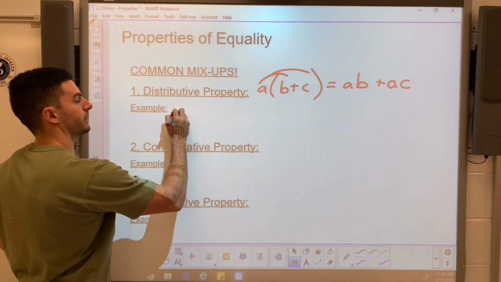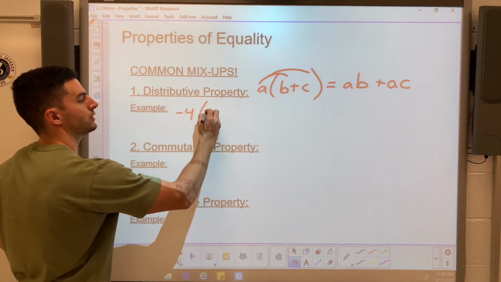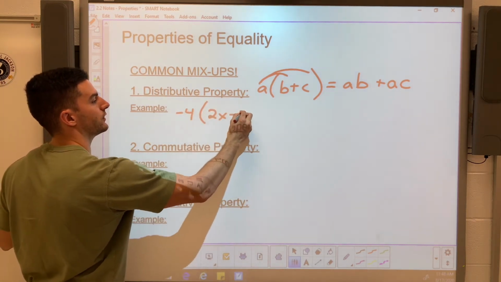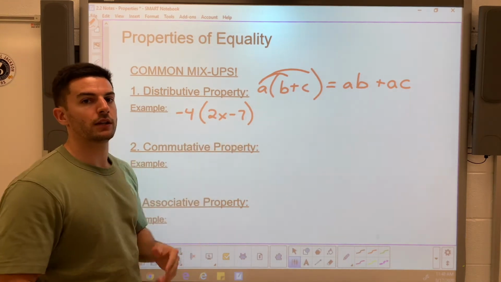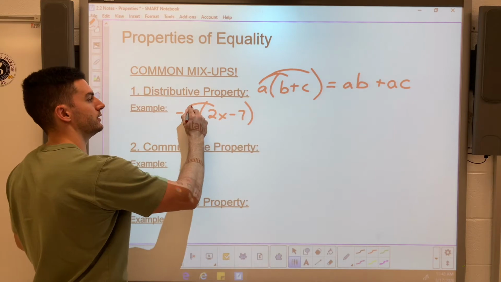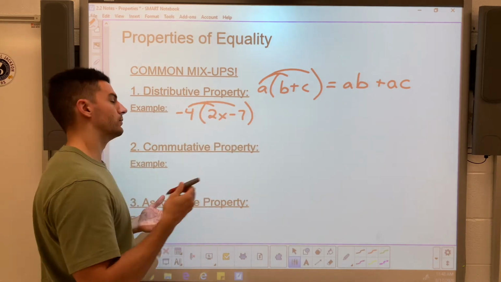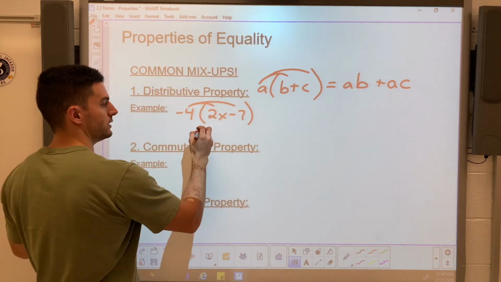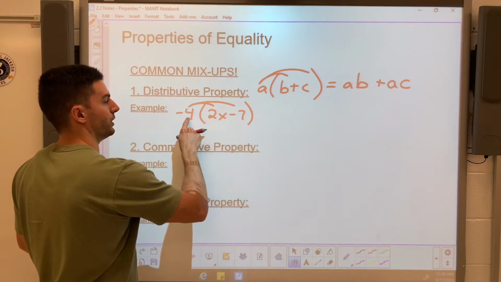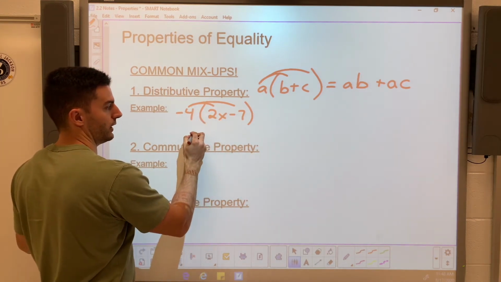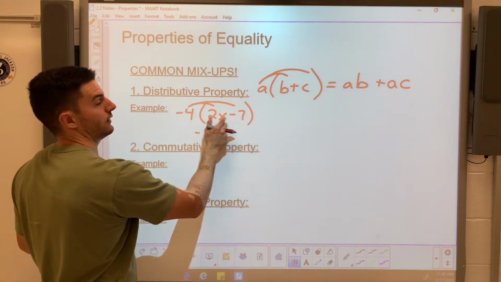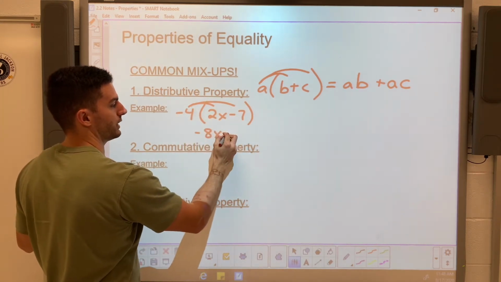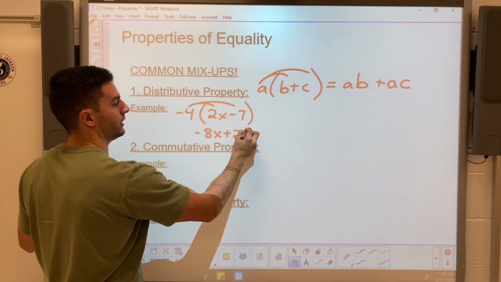So like if I had -4 times 2x minus 7, right? This is a single term multiplied by a group, okay? So I multiply both of these by the -4. And again, we've done this before, so I don't need to show every step, but -4 times 2x is -8x, and the -4 times, again, we think of this as -7, -4 times -7, positive 28.